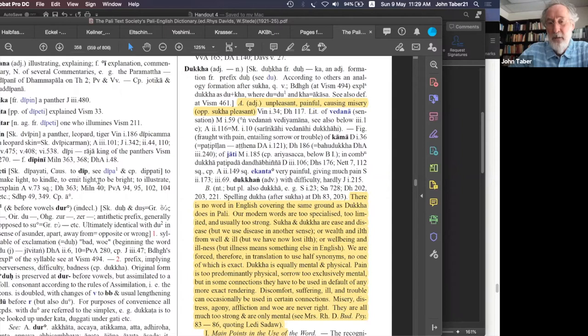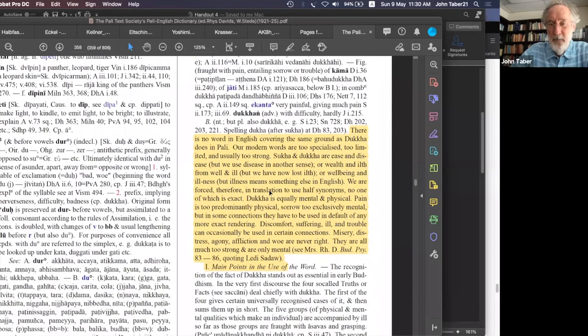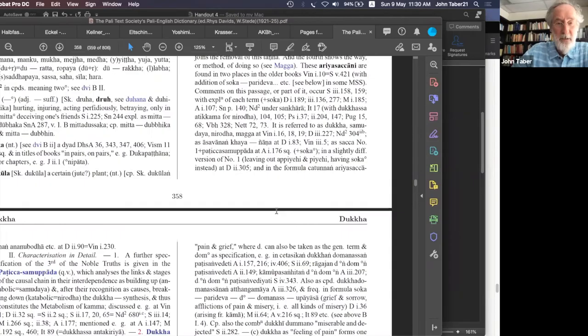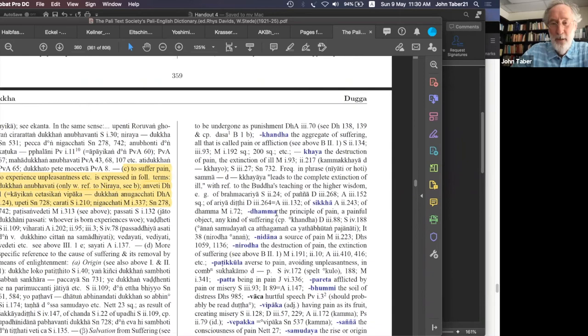So this is dukkha. The first lines of the entry discuss the etymology of the word. We don't have to go into that, but the initial definition is here. It says adjective: unpleasant, painful, causing misery, as opposed to sukha, pleasant. Okay, so that's the basic word. But then the next thing the authors of the dictionary say, under B, is really quite interesting, and I think the most important. By the way, you see this entry goes on for three pages. It's a very long entry in a dictionary, and they have a lot to say about it. But let's just read this next statement.